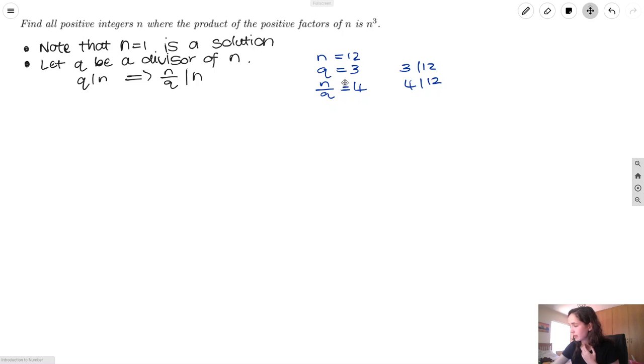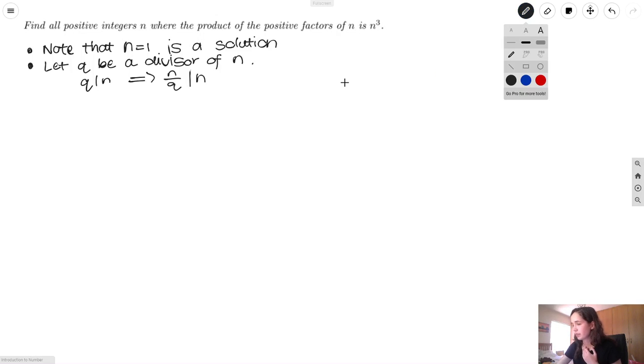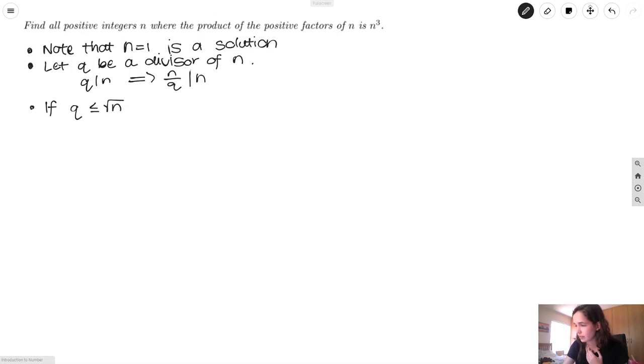Another thing we can note is if q is smaller than the square root of n, then n over q will be bigger or equal to the square root of n. If they are both bigger than the square root of n, then their product, which equals n, will be too big. If they are both less than the square root of n, their product would be too small.